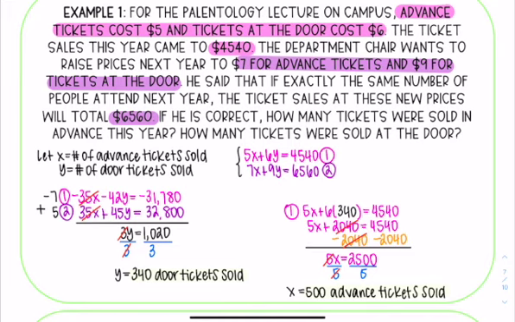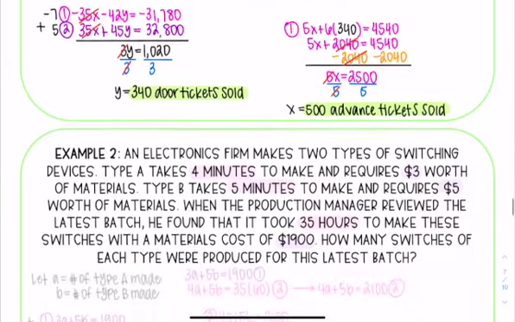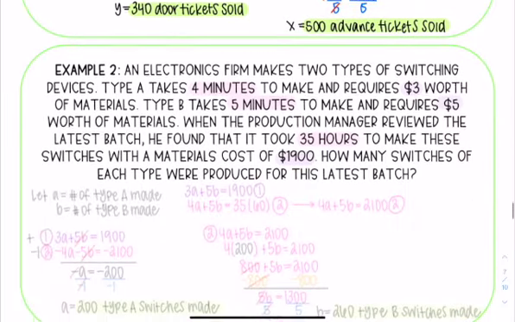So 340 tickets were sold at the door, and 500 were advance tickets. Let's try example number 2.